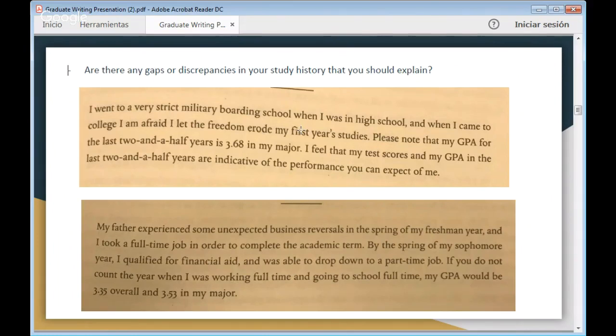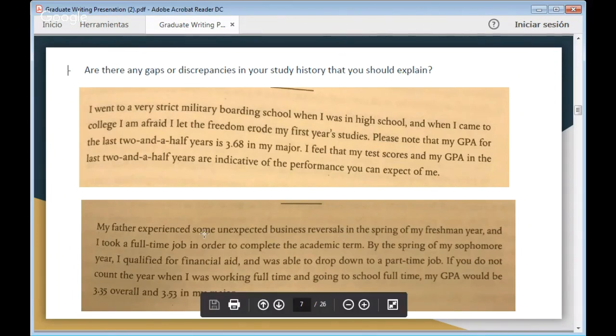In the first, "I went to a very strict military boarding school when I was in high school. And when I came to college, I'm afraid I let the freedom erode my first year's studies. Please note that my GPA for the last 2.5 years is 3.6 in my major." So we see in this example, he's explaining why there was a change in his GPA. Note that he's not providing an excuse, but rather he's just explaining what exactly was going on in his studies at this point, and it's an opportunity for him to show what he's learned from this experience and how he's grown.